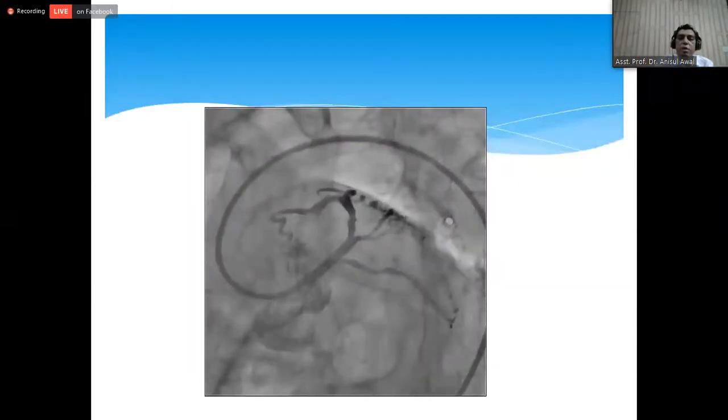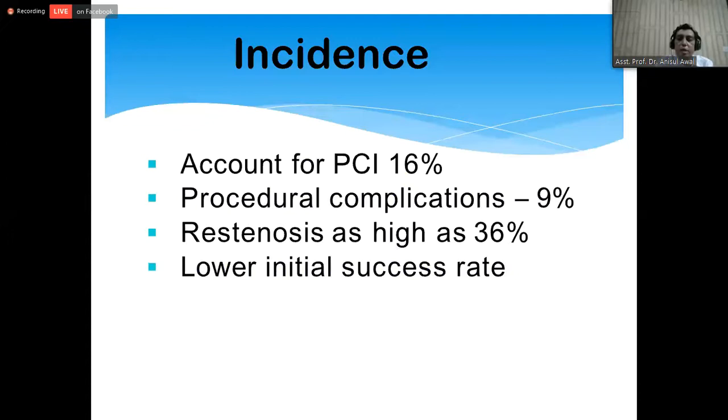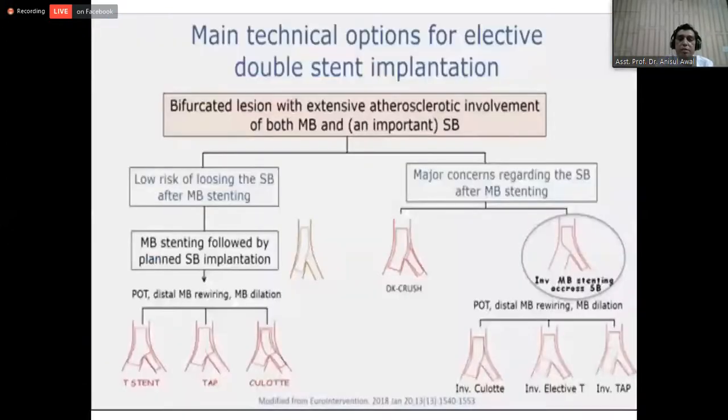So a few words about the bifurcation, a branch that we don't want to lose. The reference diameter is more than 2 millimeter, and this is not uncommon. 16%, procedural complication 9%, restenosis 36%. This is the algorithm. In most of the cases, 80%, we can do by single stent, but when the two bifurcation branches and the larger stent, we may have to go with a double stent.